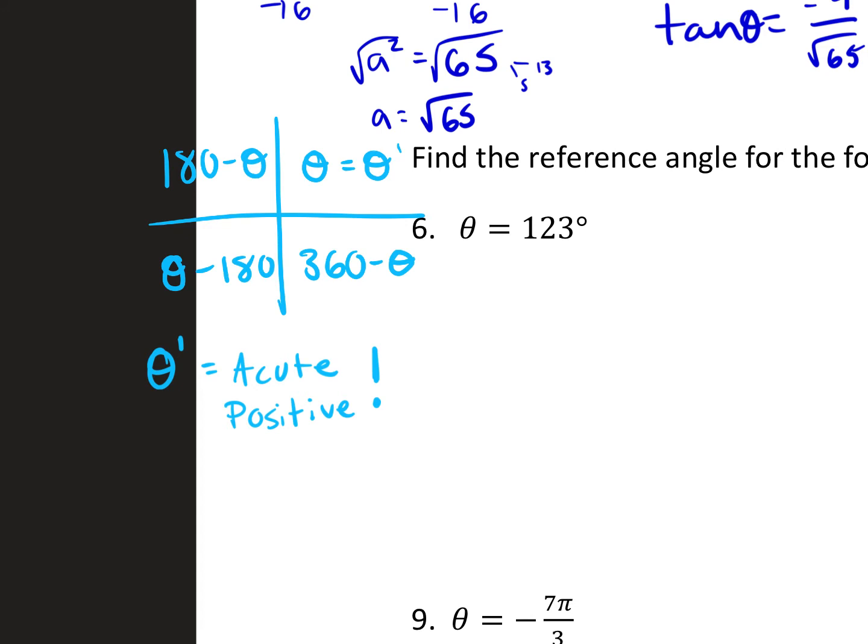So for number 6, what quadrant does 123 fall into? The second quadrant. So I would use this formula here, 180 minus 123. We get 57. Yes, so 57 degrees is my reference angle.